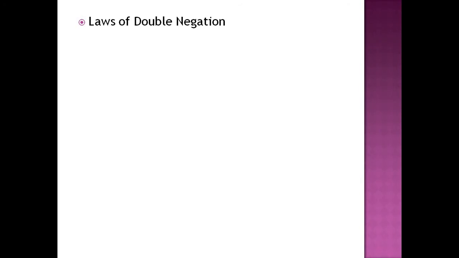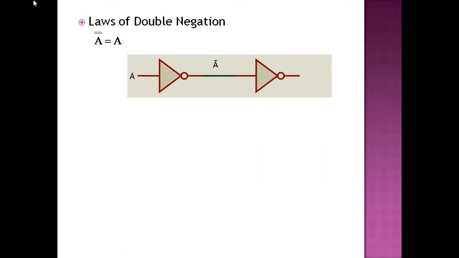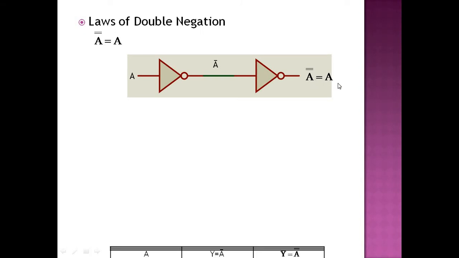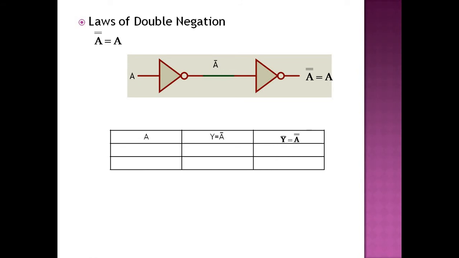Next is the law of double negation. Here we say that a double complement is equal to a. We draw one diagram, considering two inverters. The first inverter has the input a and produces the output a bar. Now this a bar is applied to the second inverter and we get the output a double complement. So a double complement is nothing but a itself. Here we prove that representation.